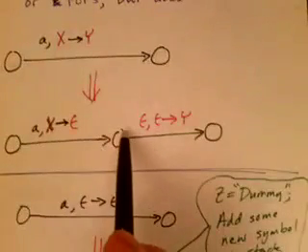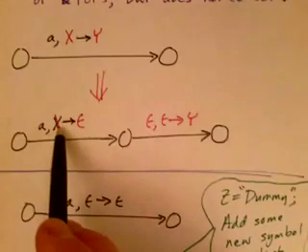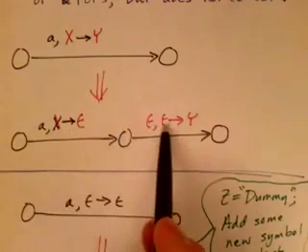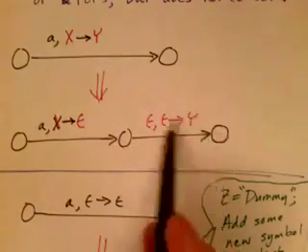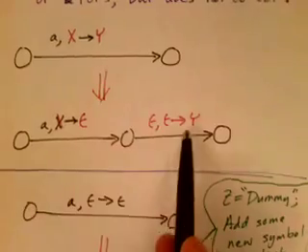we need to introduce a new state into our pushdown automaton that first pops X and then immediately pushes Y. So this transition pops, this one pushes.